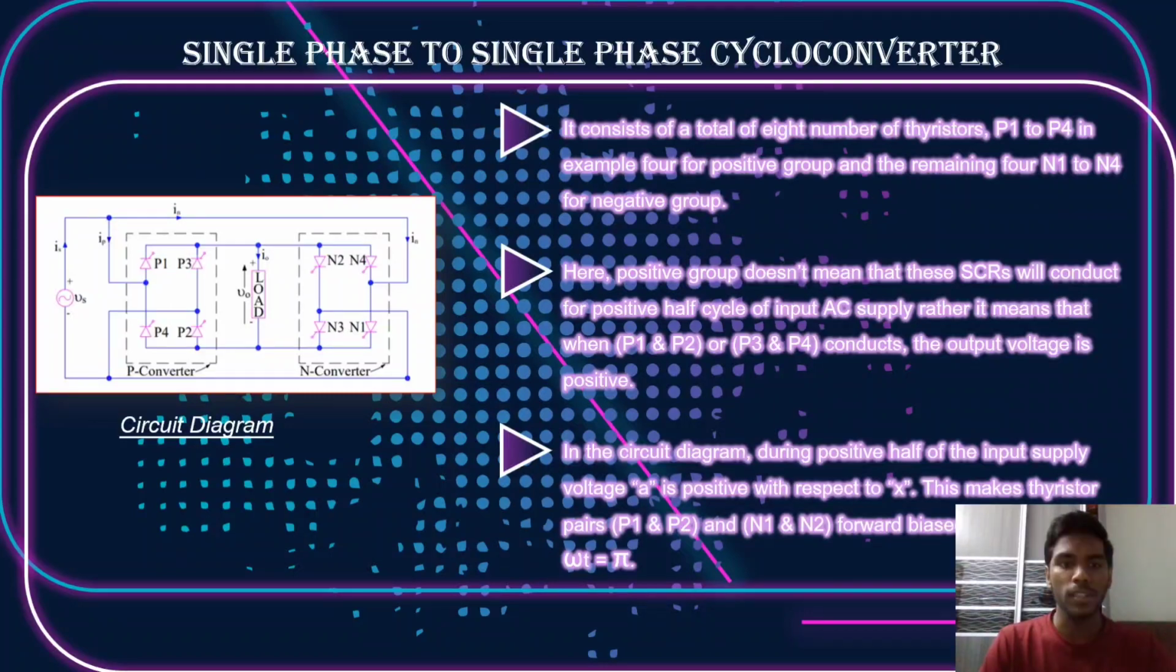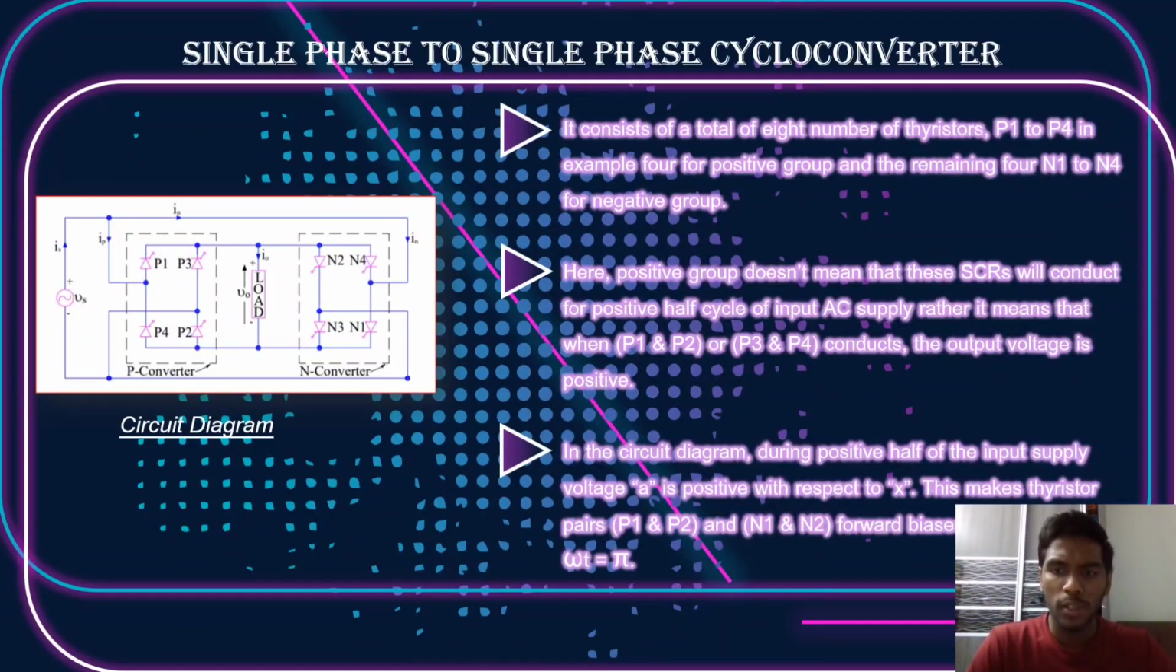So here's the circuit diagram. It consists of a total of 8 thyristors: P1 to P4 for the positive group and the remaining 4, N1 to N4, for the negative group. Here, positive group doesn't mean that the thyristors will conduct for the positive half cycle of the input AC supply; rather, it means that when P1 and P2 or P3 and P4 conduct, the output voltage is positive.